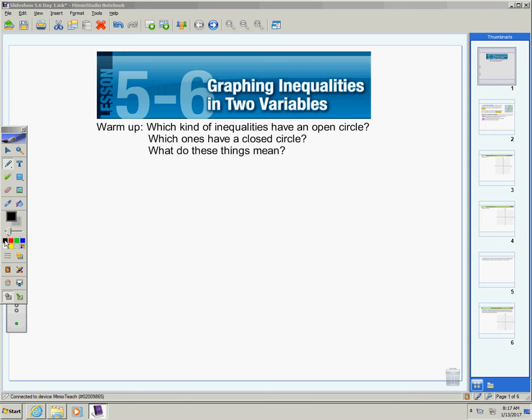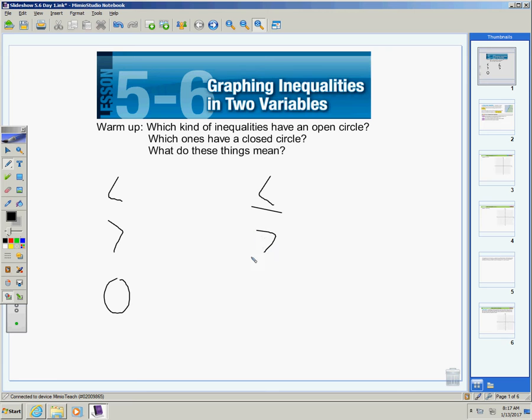Talking about graphing inequalities in two variables. And for the warm-up, I want you to think about which kind of inequalities have an open circle and which ones have a closed circle, and what do these things mean. And so hopefully we remember that less than or greater than both had an open circle, and less than or equal to and greater than or equal to had a closed circle.